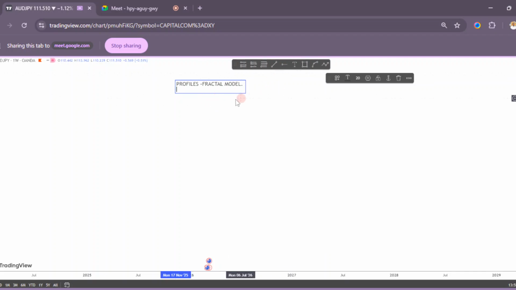So we're going to start with the profiles and the fractal model. And this approach is built around time frame alignment, starting with identifying the bias. The other day we talked about time frame alignment, and we said that the higher time frame is used for understanding. It helps us to understand our bias. Then we go to our intermediate time frame for our market structure, and then we go to our lower time frame for our execution. So the daily bias always comes first.